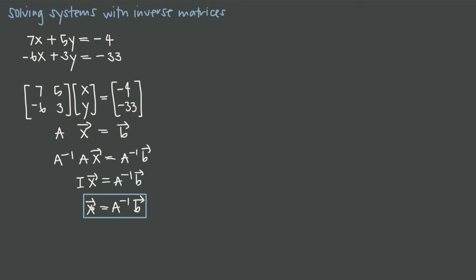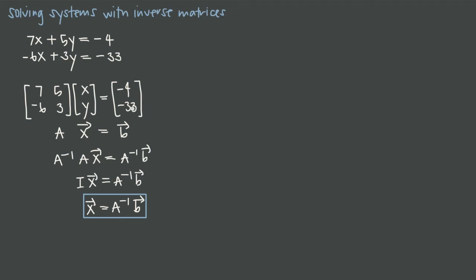Remember that this vector x here represents this vector xy. x and y are the values we want to find, so the vector x is really what we're trying to solve for in this system. x and y are the unknown values. And we're saying that that vector x is equal to the inverse matrix multiplied by the solution vector b, -4, -33.